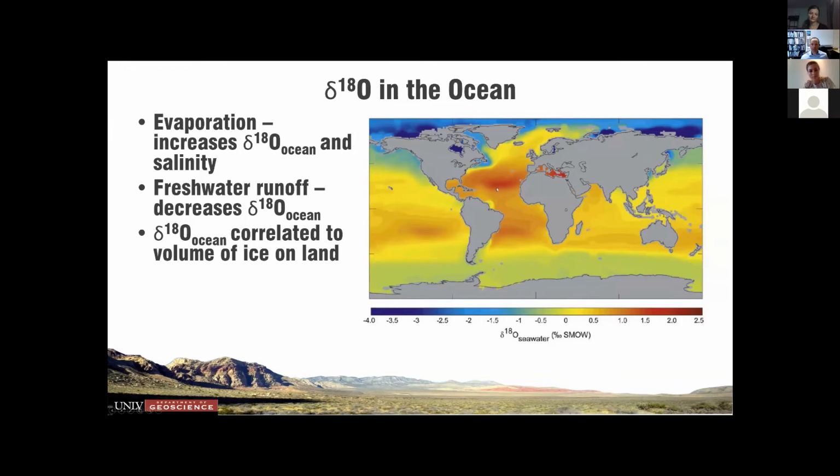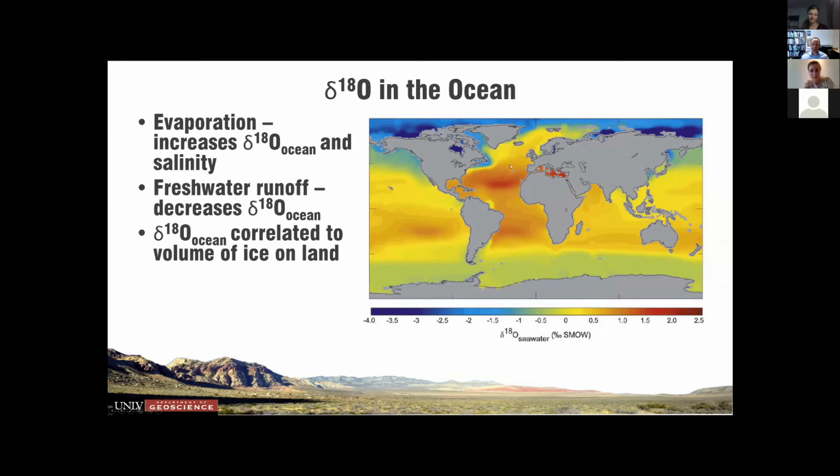So it's not easy for us just to assume a value of 0 per mil, because in some locations it might be 1 per mil or even up to 2 per mil, for example, in the Eastern Mediterranean. Or if you're working in high latitude samples where there's lots of river runoff, the values could be significantly lower.